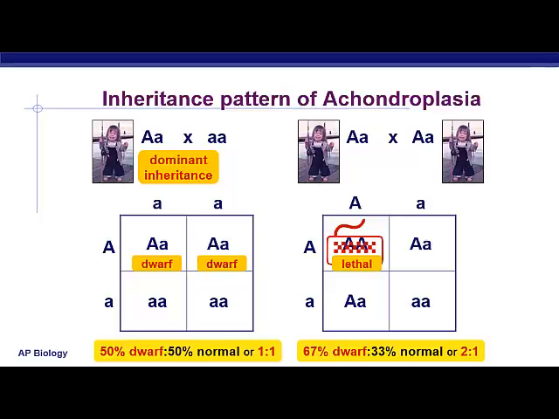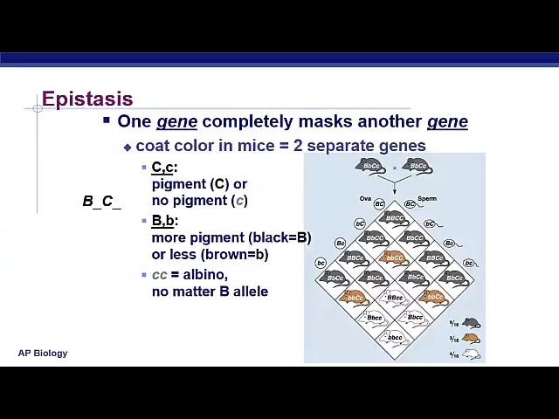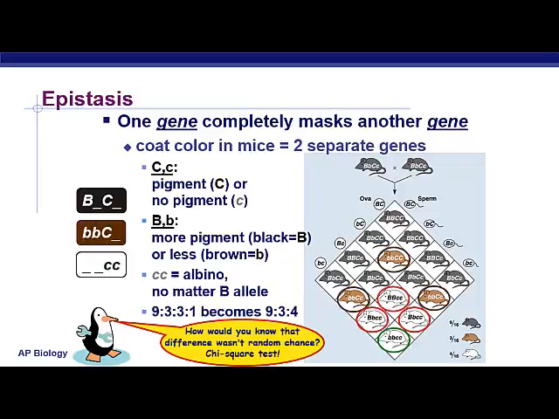This next one is really cool. It's called epistasis. Epistasis is where one gene controls the expression of another gene. One gene controls the expression of another. So what we're going to look at here is coat color. Actually, I want to talk to you about coat color in dogs.